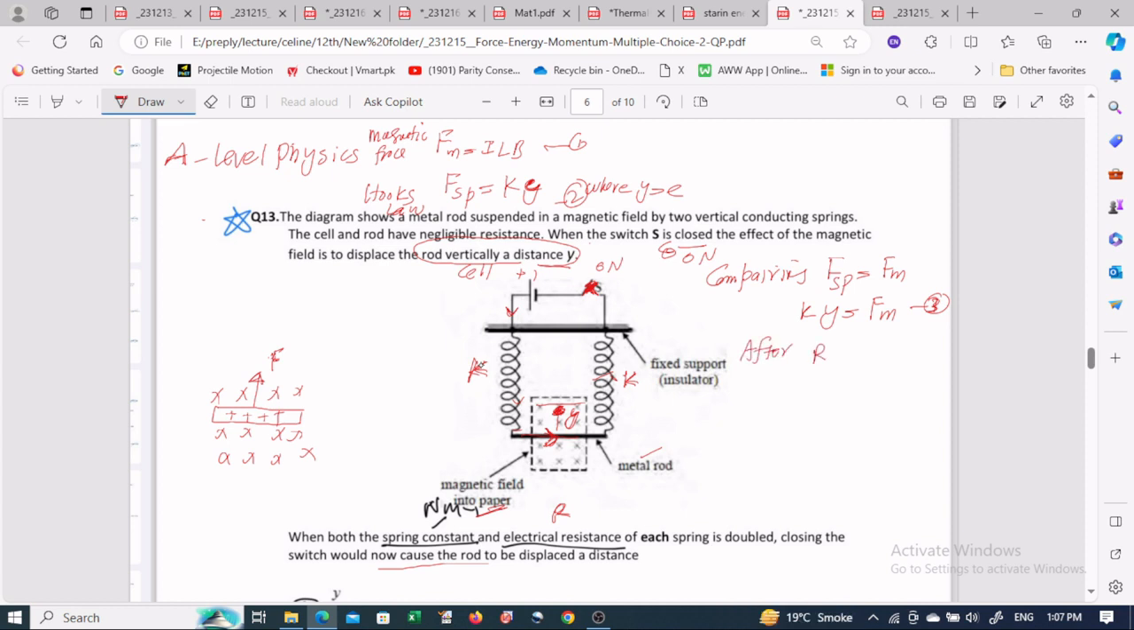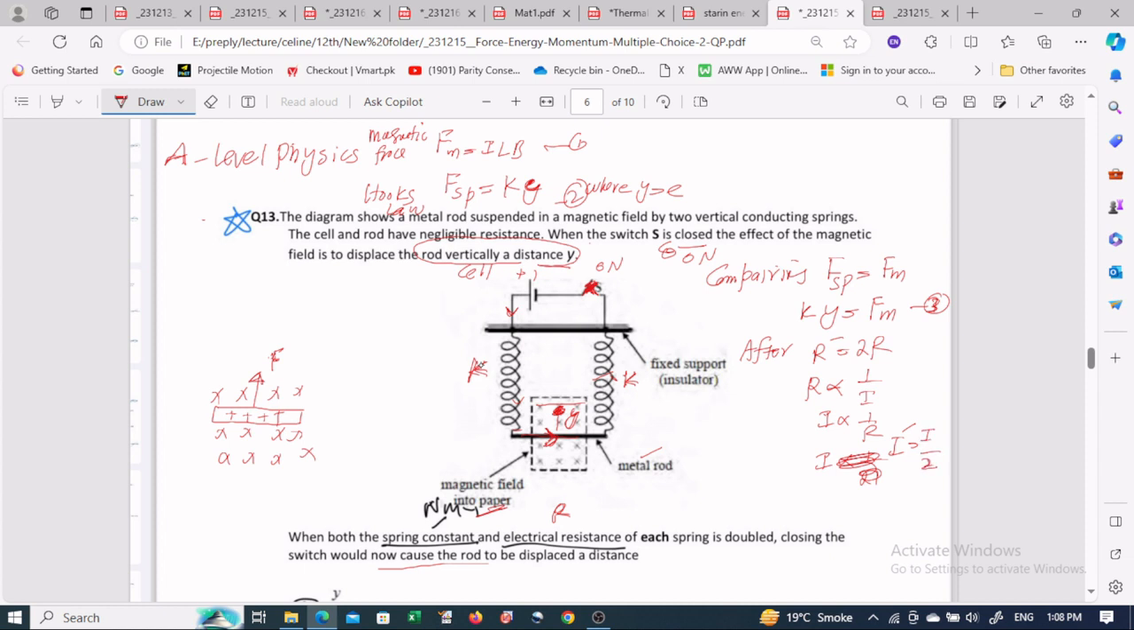After changing the resistance to 2R, when we double the resistance, resistance is actually the opposition to the flow of current. As we know, resistance is inversely proportional to current. So if we double the resistance, current becomes half. So the new current will be equal to half of the original value.